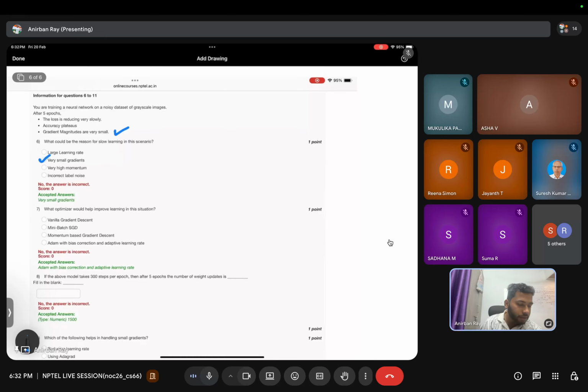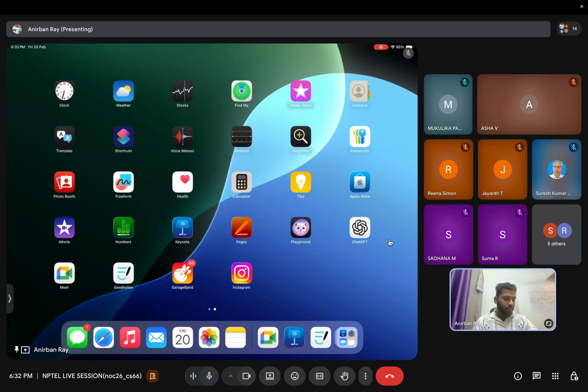Mini batch also doesn't help. Momentum based gradient descent, what happens? You have a momentum term. Even with momentum it will still be slow, because in momentum you're also taking the previous gradients into account. It will be helpful in a way, but not that much. What happens with Adam is that, let me show you the Adam formulation.